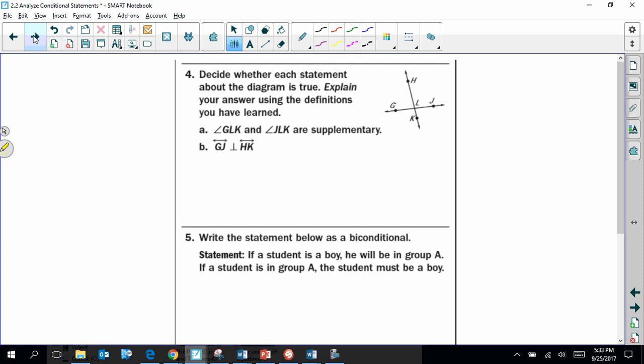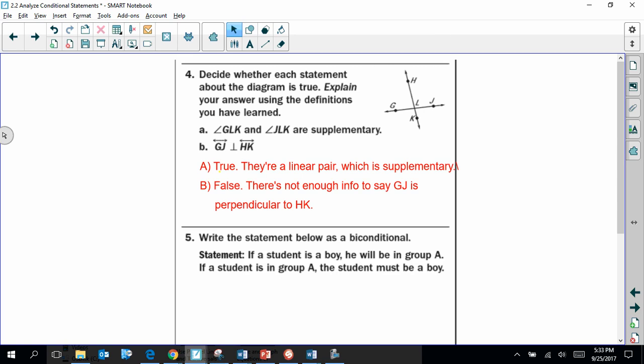Angle GLK and JLK are supplementary. That is true because they are a linear pair, and linear pairs are supplementary.